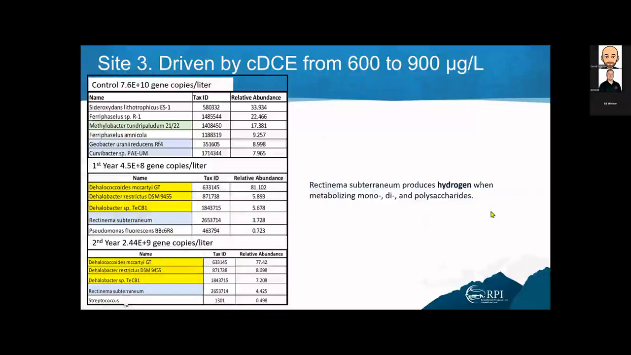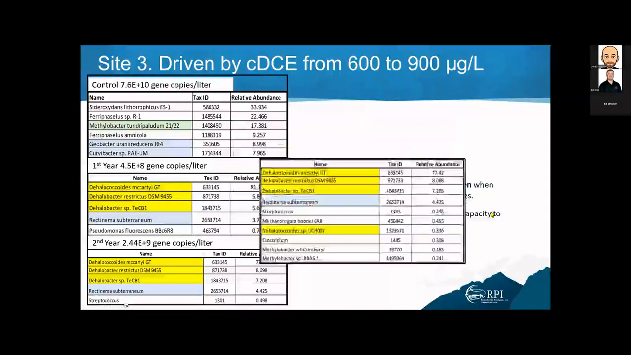So Rectima, some people ask about that. That's a big hydrogen producer, and it can produce it if you give it mono, di, and polysaccharides, which is exactly what you do when you give it starch. Pseudomonas florensis, it has the capacity to produce B12. So we have the core elements we need to be successful.